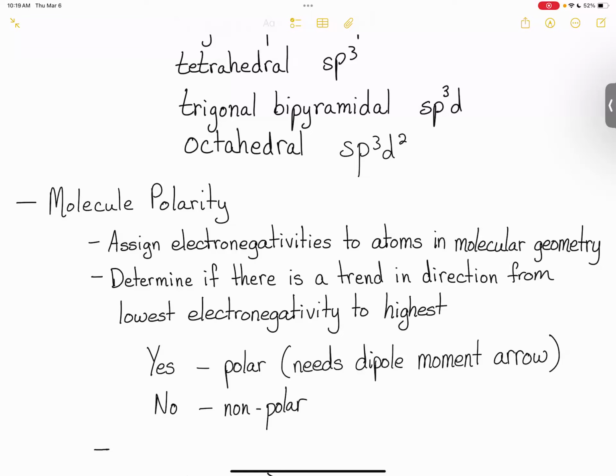Once you've assigned your electronegativities, you look to see if there's a trend in the electronegativity direction. In other words, if I go from left to right, does it steadily increase? If I go top to bottom, does it steadily increase? Does it steadily increase in one direction? No. This molecule, therefore, is non-polar.